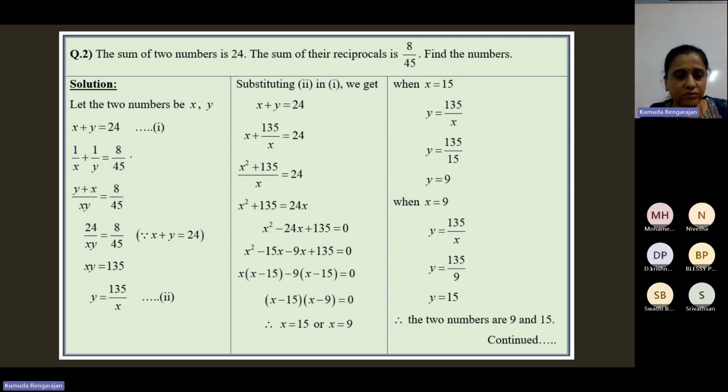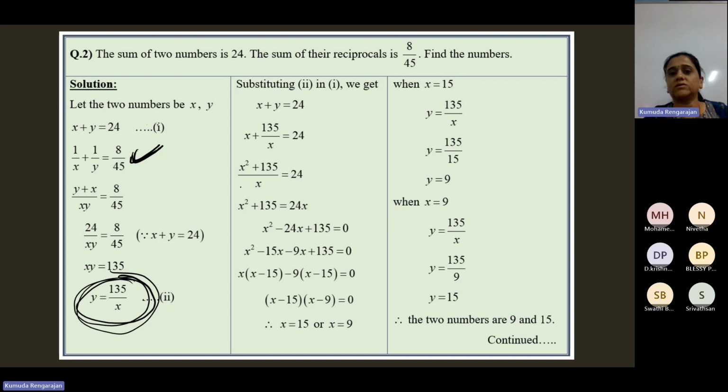So it is from the second equation. From the second equation, you have got this one, right? You work the second equation and you have got y is equal to 135 by x. So substitute this result in the first equation. X plus y is equal to 24. Y is 135 by x.